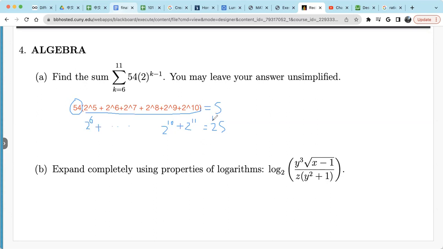Then I do 2S minus S. So 2S minus S is still S, right? But when I do the subtraction, you see those cancel: 2 to the 7th canceled, 2 to the 8th canceled, 2 to the 9th canceled, 2 to the 10th canceled. I'm left with 2 raised by 11 minus 2 raised by 5, right? Then multiply by 54.